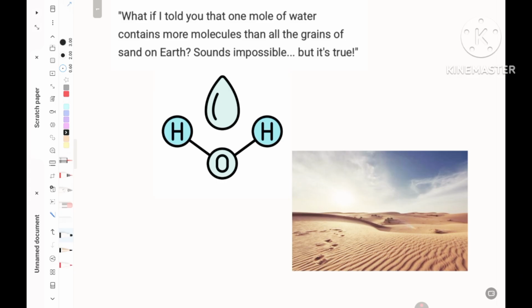What if I told you that 1 mole of water contains more molecules than all the grains of sand on Earth? Sounds impossible, but it's true.